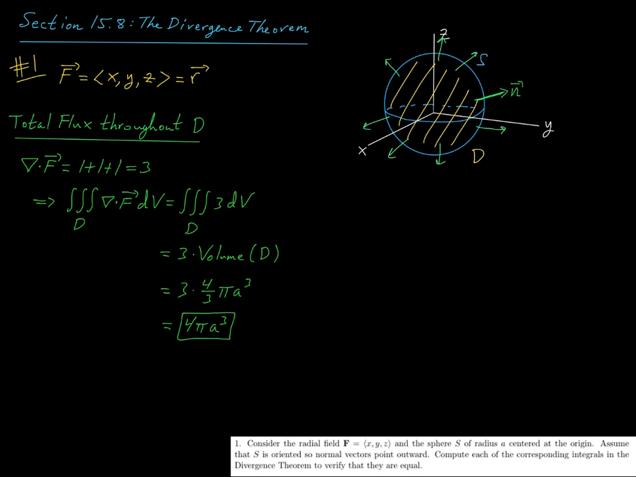So this triple integral of 3 over the solid ball is just 3 times the volume of the ball, and that then is 3 times 4/3 pi a cubed, right? Because it's just a ball of radius a. And so that again gives us this value of 4 pi a cubed. All right, great. Well, that's going to do it for this question. Thanks so much.